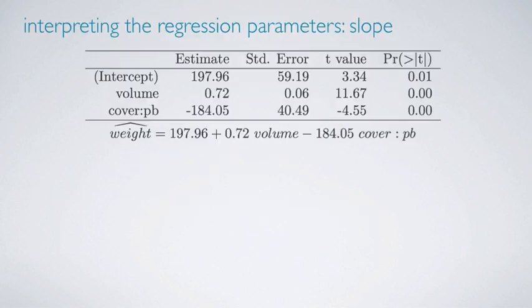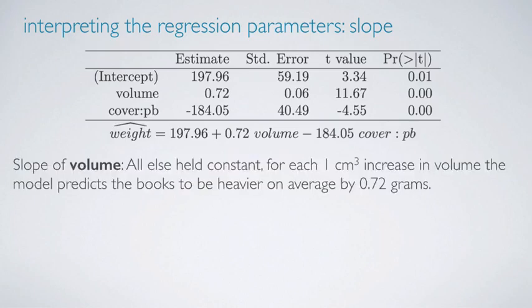Next, let's think about how we would interpret the regression parameters. Let's start with the slope. We have two slope estimates here, one for volume and one for cover. The slope estimate for volume is 0.72. And this means that all else held constant, for each 1 centimeter cube increase in volume, the model predicts the books to be heavier, on average, by 0.72 grams.